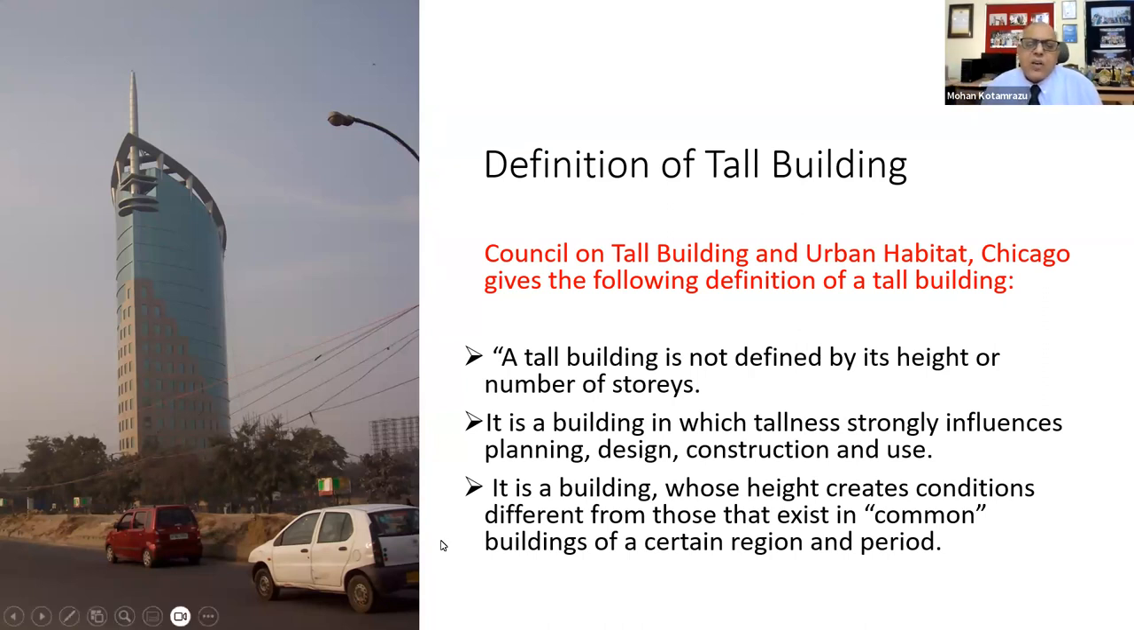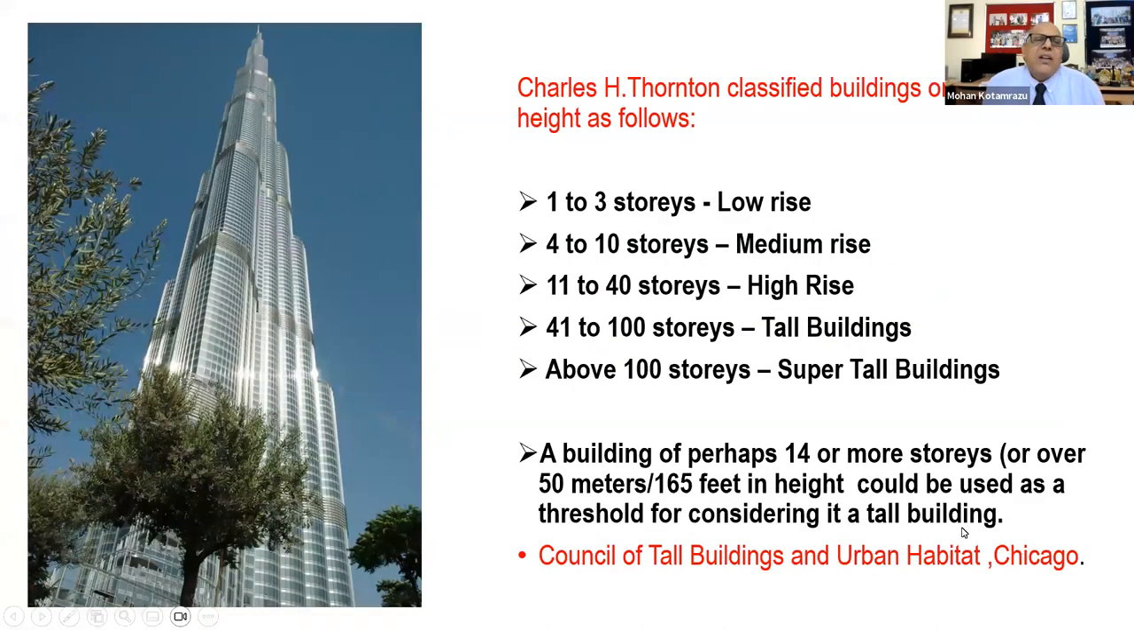So a tall building is a building whose height creates conditions which are different from those that exist in common buildings of a certain region and period. Now this is the Burj Khalifa, like I told you on the left. It's the tallest one right now. More tall buildings are being built, but many people consider this one of the tallest right now. Here, there's an engineer called Charles Thornton. He classified buildings on the basis of height as follows. Thornton was involved with the design of the Petronas Towers. Petronas Towers are the tallest twin towers in the world.